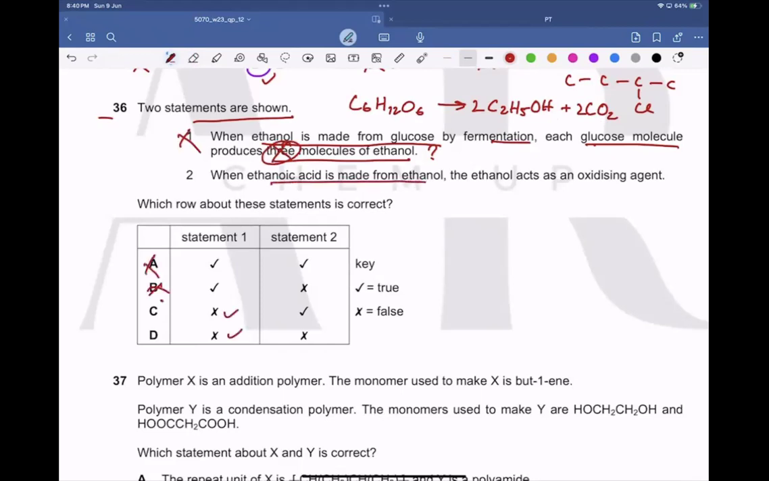When ethanoic acid is made from ethanol, the ethanol acts as an oxidizing agent. No, not at all. Ethanol does not act as an oxidizing agent. Acidified potassium manganate is an oxidizing agent. So the second statement is also incorrect. So D is the correct answer.